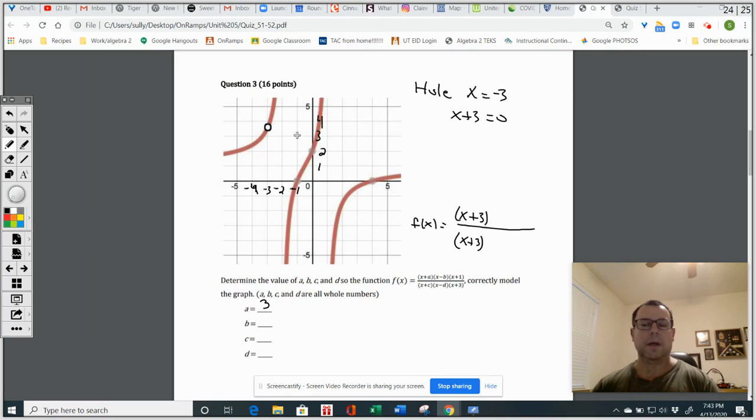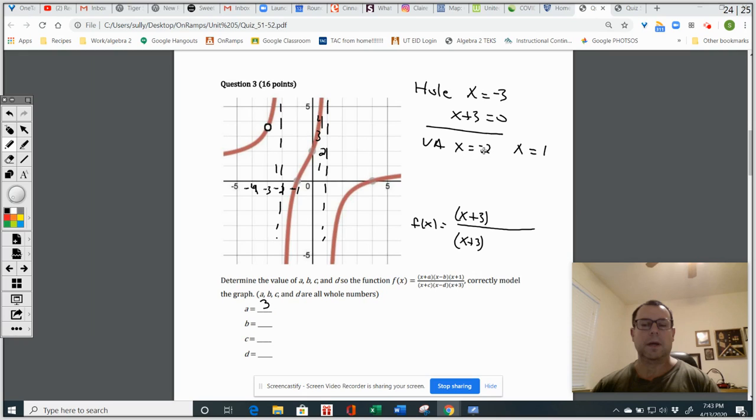I notice that I've got what appears to be a vertical asymptote at -2 and a vertical asymptote at +1. And so we know that to find those vertical asymptotes, we're looking at this x plus c and this x minus d. And so talking about our VA, we have a vertical asymptote equals -2 and a vertical asymptote equals 1.